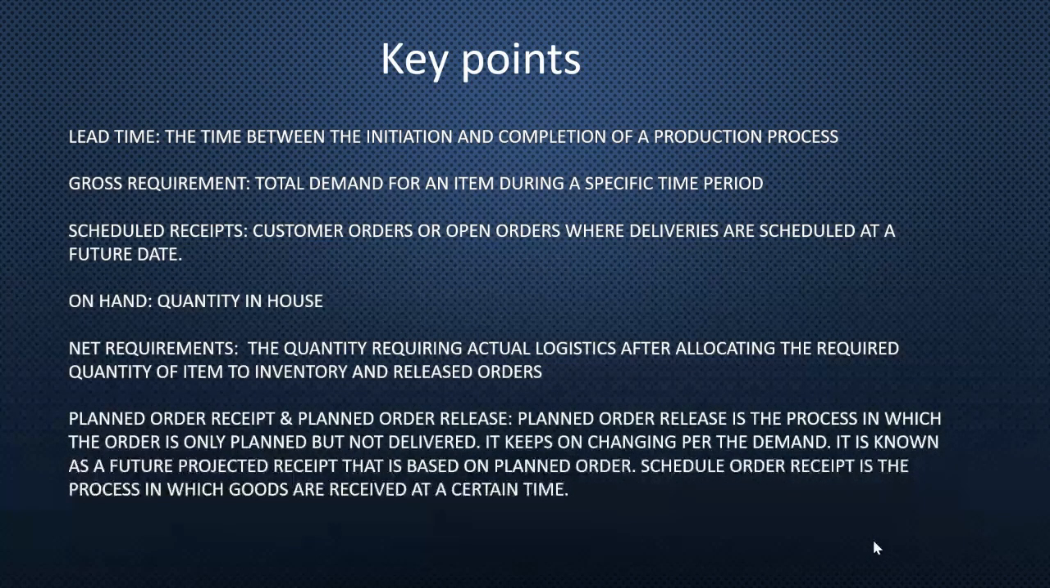After that, we have planned order receipt and planned order release. So there are two terms. Planned order release is the process in which the order is only planned but not delivered. So we make a plan for a specific week, that is planned order receipt. It keeps on changing per the demand. It is known as a future projected receipt that is based on the planned order. Scheduled order receipt is the process in which goods are received at certain times. So that is the schedule of when we will receive the product, when we will have the product on our hands.